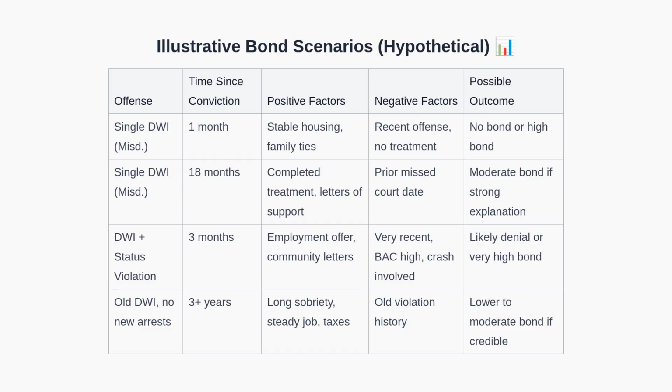These scenarios are purely illustrative. Outcomes vary widely by jurisdiction, facts, judge, and advocacy. Recent DWI convictions tend to lead to denials or very high bonds, especially absent treatment or rehabilitation evidence. Older, isolated offenses combined with strong, credible rehabilitation and community support may improve the chance of a lower bond. Nevertheless, every decision is fact-specific.